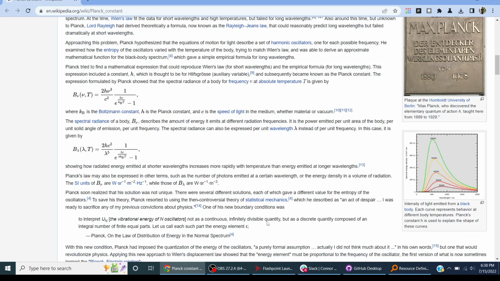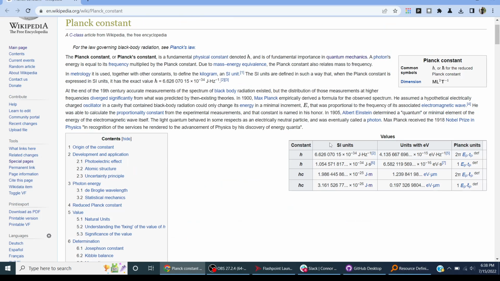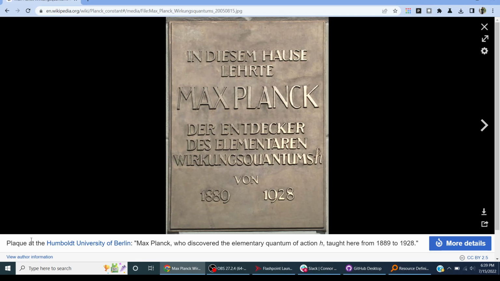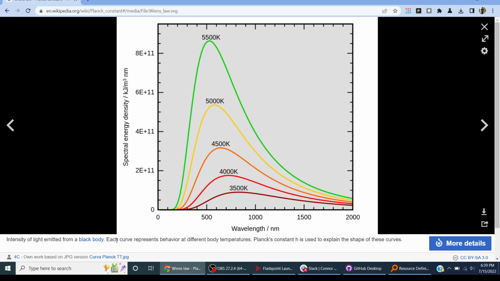And we have some pictures here. We have Max Planck at the Humboldt University of Berlin. Max Planck, who discovered the elementary quantum of action h, taught here from 1889 to 1928. And the intensity of light emitted from a blackbody. Each curve represents behavior at different body temperatures. Planck's constant h is used to explain the shape of these curves.